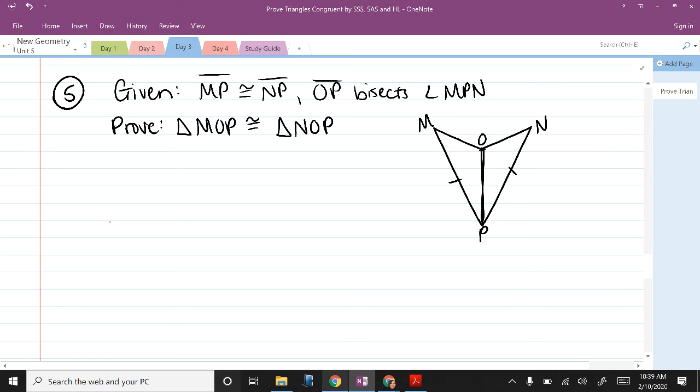All right, if you just want to write the given in your statements, that's fine. Just have fun drawing that picture. I apparently did. You can see how mine got traced over a couple times.